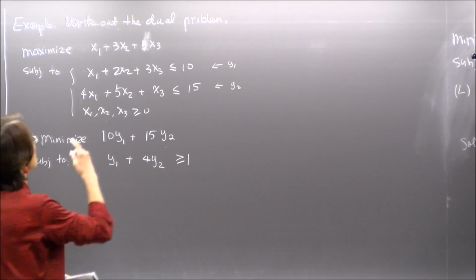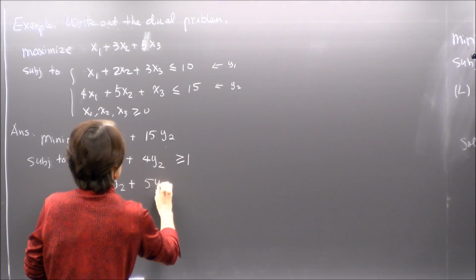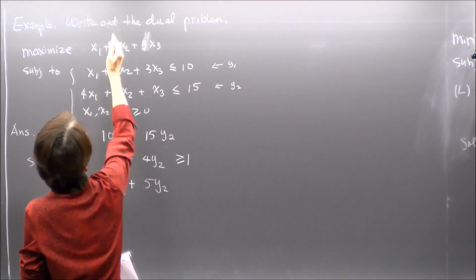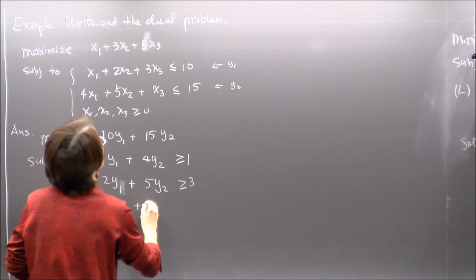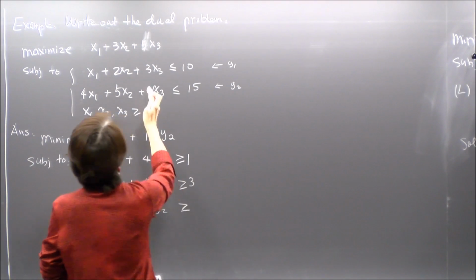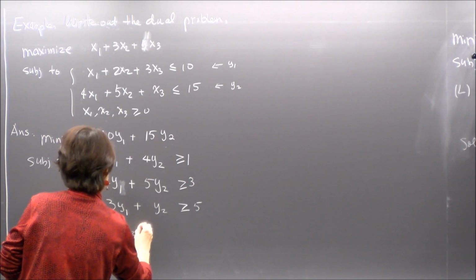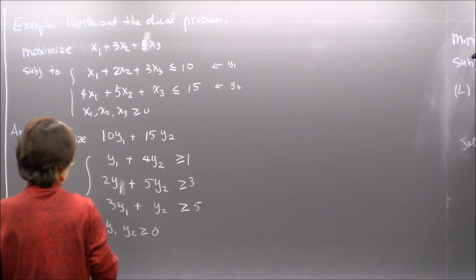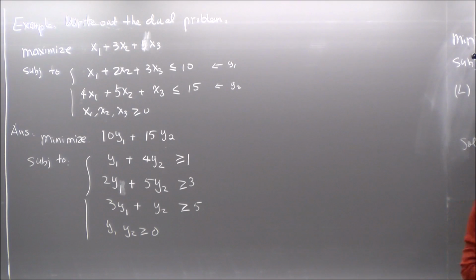Is that clear? All right, let's do the following. It's a bit faster. 2, 5, and that shall be bigger than or equal to 3. And the last one, 3, that shall be bigger than or equal to the coefficient 5. Right, and then y1, y2 bigger than or equal to 0. Is that okay? It's not bad, right? You're just strictly following it.